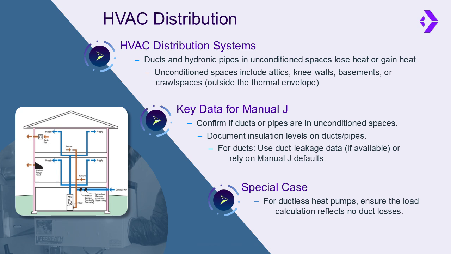With ducts, there's also duct leakage. If you have that data from a duct blaster result, you can use it for better specificity. But using the Manual J platform's default assumptions on duct leakage should be sufficient in most cases. The key data for Manual J is just confirming that there will be losses to unconditioned space at all. If you're installing all ductless heat pumps, make sure the reality is represented in the load calculation.